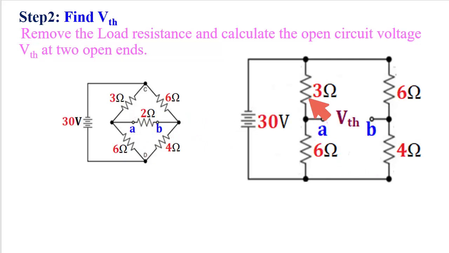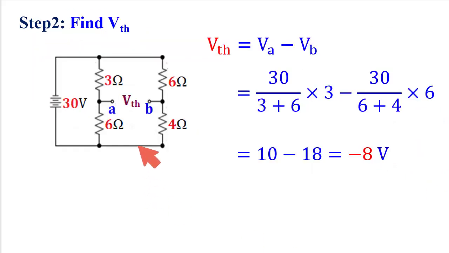This 3 ohm, 6 ohm, in between this point A, and 6 ohm, 4 ohm, in between point B. Now we have to calculate VTH. How to calculate VTH? VTH is equal to the potential difference between points A and B. So VTH is VA minus VB. Now what is VA? See here, this terminal is the ground terminal and this is the positive terminal. So current will flow through this path. This is the positive of 30 volt, this is the ground or negative of 30 volt. What will be the potential at this point with respect to this ground?